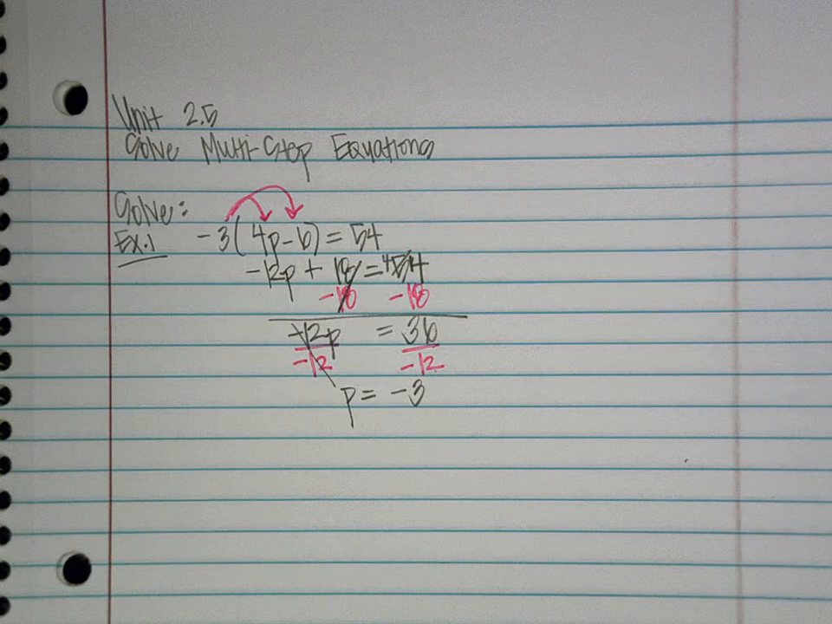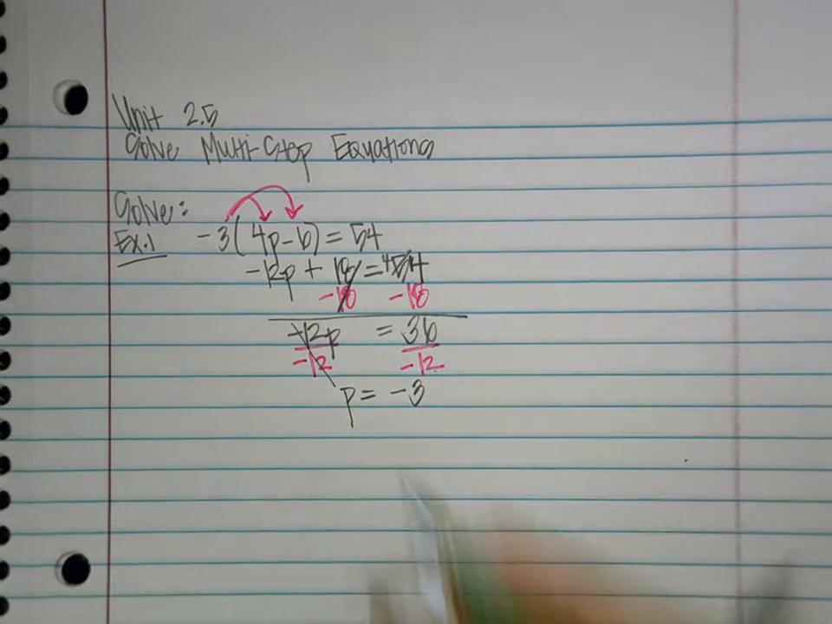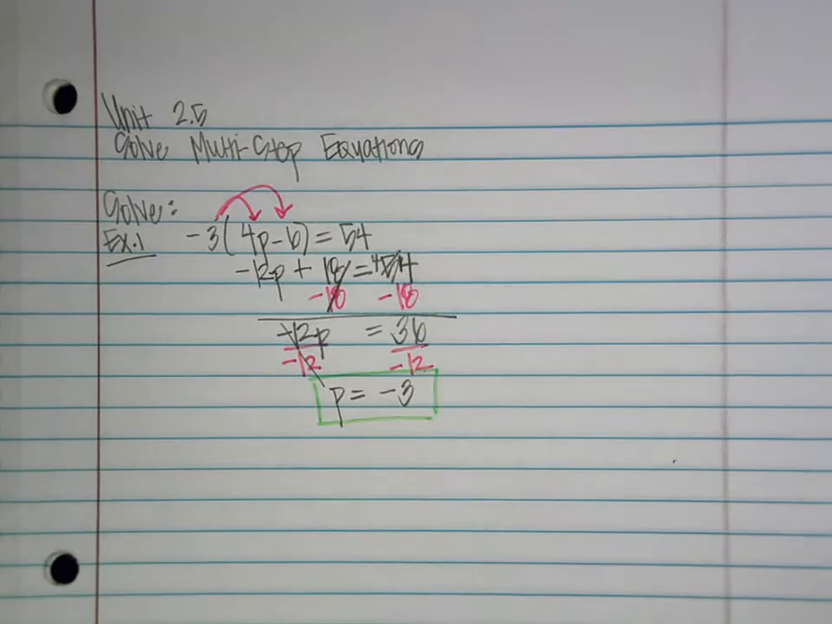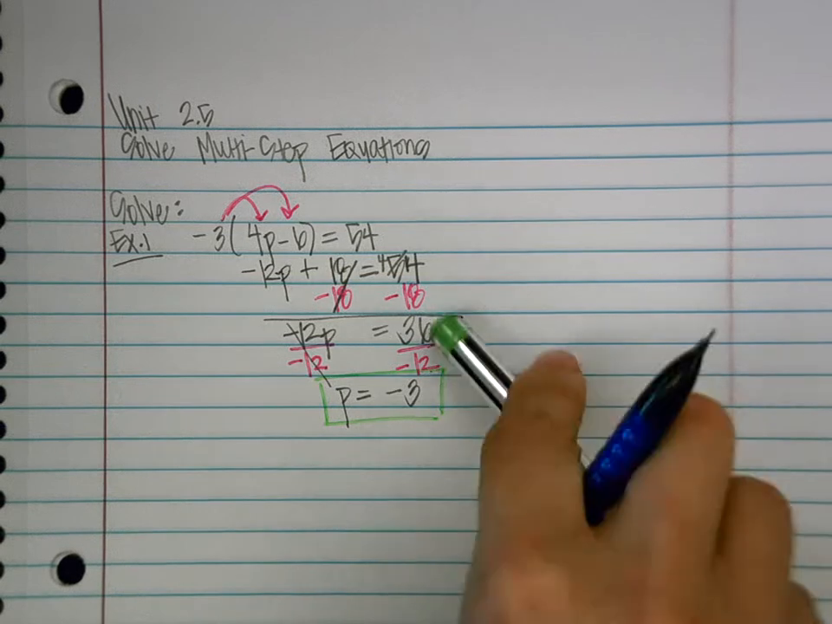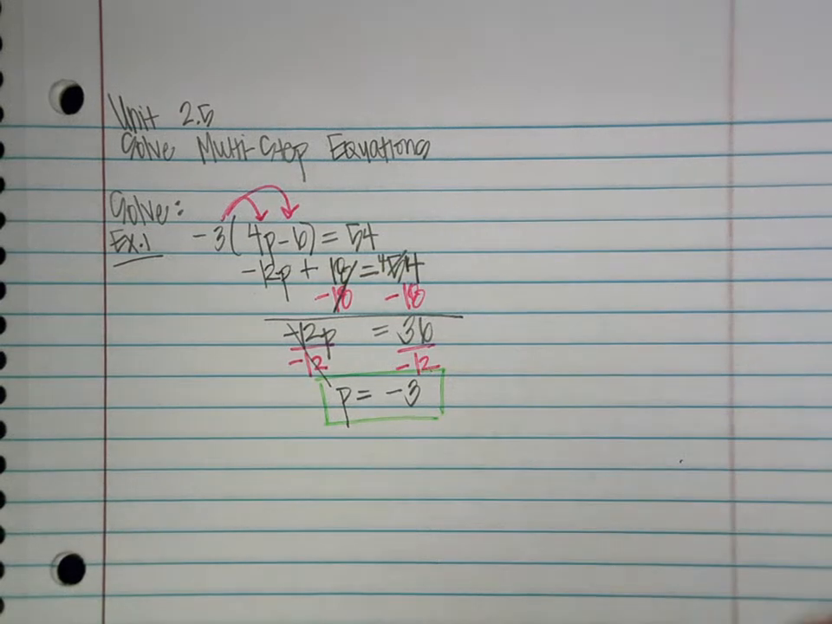Questions on how I did that? How did you get the 3 again? 36 divided by 12 is 3. So not too bad? Okay, let's try another one.